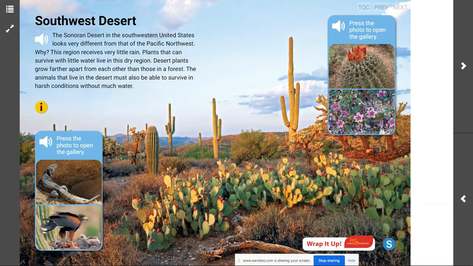Steier, and today we are talking about the Southwest Desert. Your goal today is you are going to be able to identify some of the living things in the Sonoran Desert, and you are going to be able to describe how the amount of rainfall affects the types of living things found in deserts of the Southwestern United States.